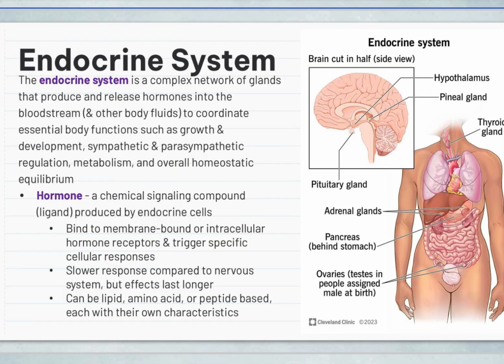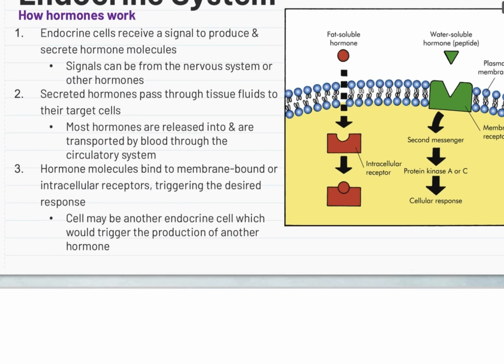It's important to note that the endocrine system is much slower compared to the nervous system, but the effects of the hormones last longer than the nervous system signals do. Hormones can be lipids, amino acids, or peptide-based. Each has their own characteristics for various processes.